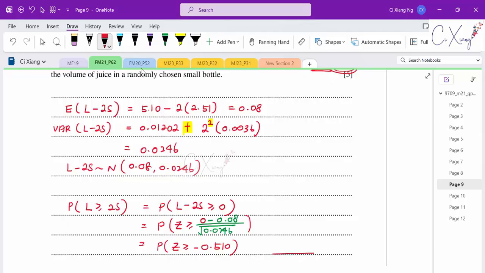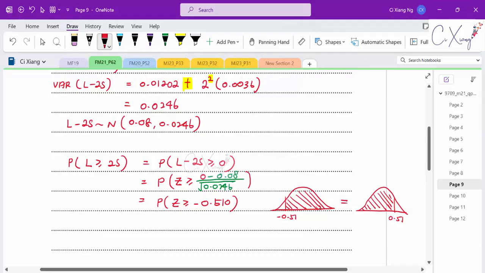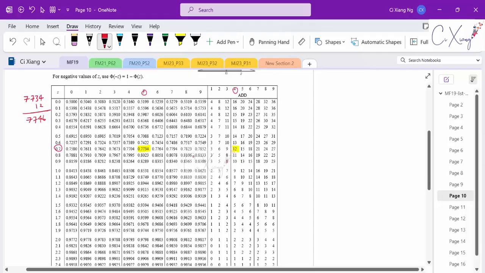So we want to find the probability that Z is greater than negative 0.510. If this is negative 0.510, we want to find this area. It is actually the same if I reflect it to the right side to have the positive value of Z. So if I have 0.51, the area is equal to this one. To find the area, I can get the value directly from the table, looking for Z equals 0.51.